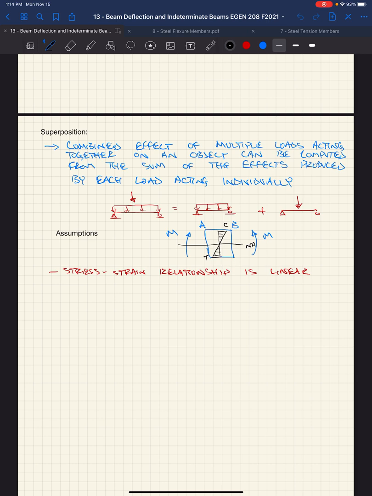So if we wanted to look at the solution for a point load at the center of a simply supported beam that also has a uniform load on it, we can break that up into just looking at a simply supported beam with a uniform load. We're going to add to that a simply supported beam with a point load at the center.